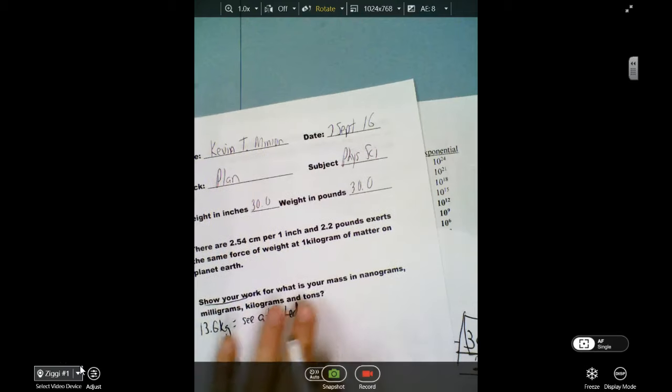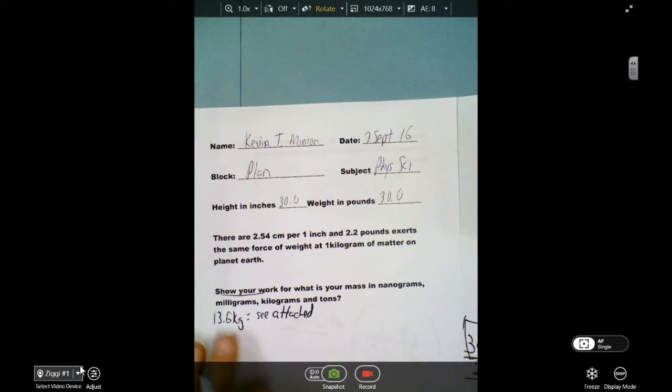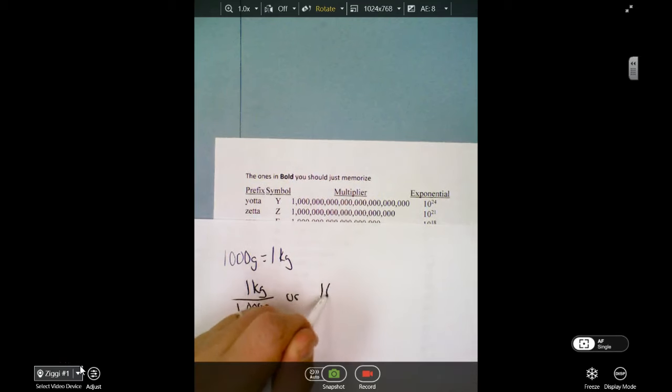Now everything else seems to be in grams and in the tons. Now I can then look and say, okay, how do I do grams? Well, there are 1,000 grams in a kilogram. How do I know this? When I go over here, kilo, 1,000, times 10 to the 3. So when I put a kilo in front of something, it says I'm multiplying that number by 1,000. So there are 1,000 grams in 1 kilogram. This gives me the conversion factors of 1 kg over 1,000 grams, or 1,000 grams over 1 kg.